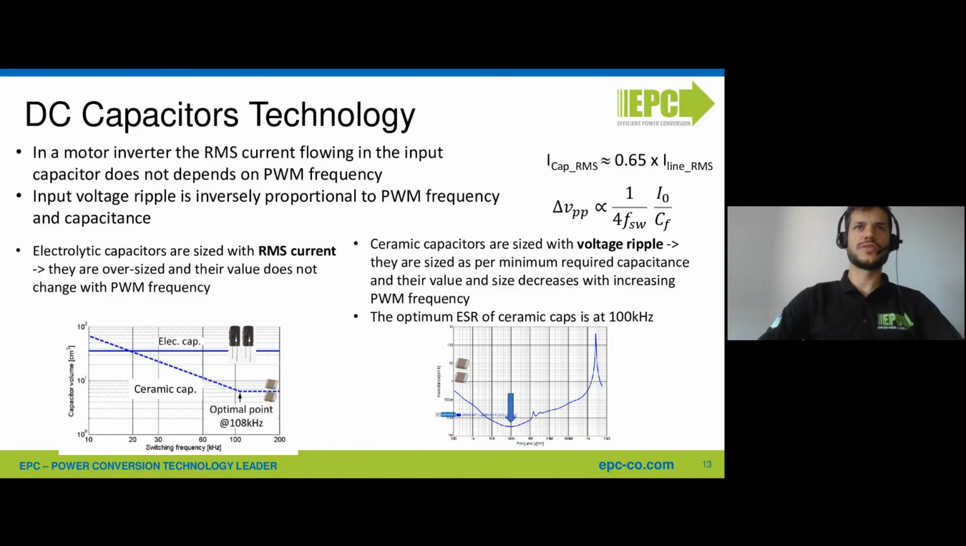And also, in addition to that, if you have a look at the graphs of the impedance of the capacitors, there is a sweet spot in the impedance of the multi-layer ceramic capacitors close to more or less 100 kilohertz, which is just one of the reasons why we recommend operating the motor drive inverters at this frequency.